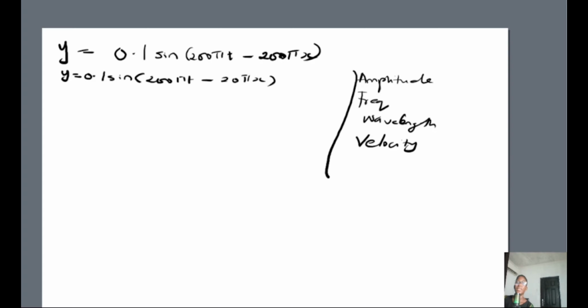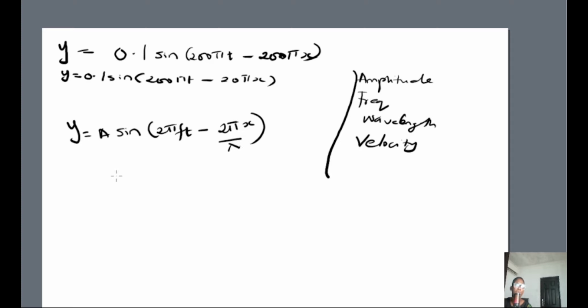So we have that y is equal to 0.1 sine 200 pi t minus 200 pi x. So we have to look for the amplitude, frequency, wavelength, and the velocity. Let's just write our wave equation very quickly. We know that our progressive wave equation is y is equal to a sine 2 pi ft minus 2 pi x over lambda. So now we are going to do the same thing we did in the previous question.